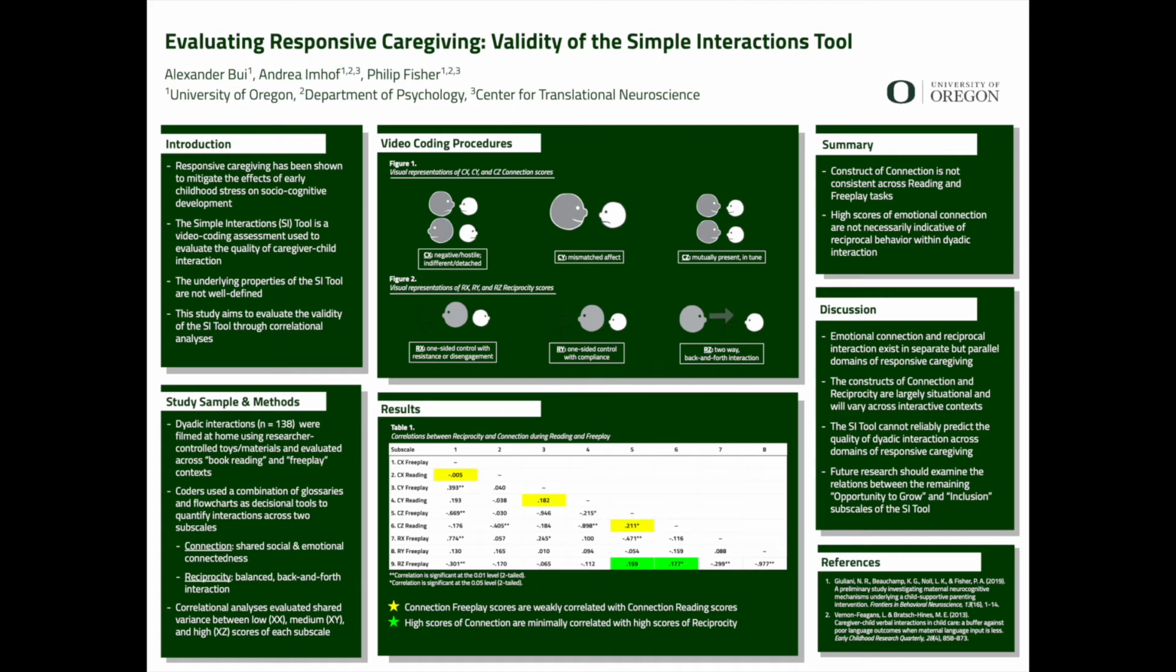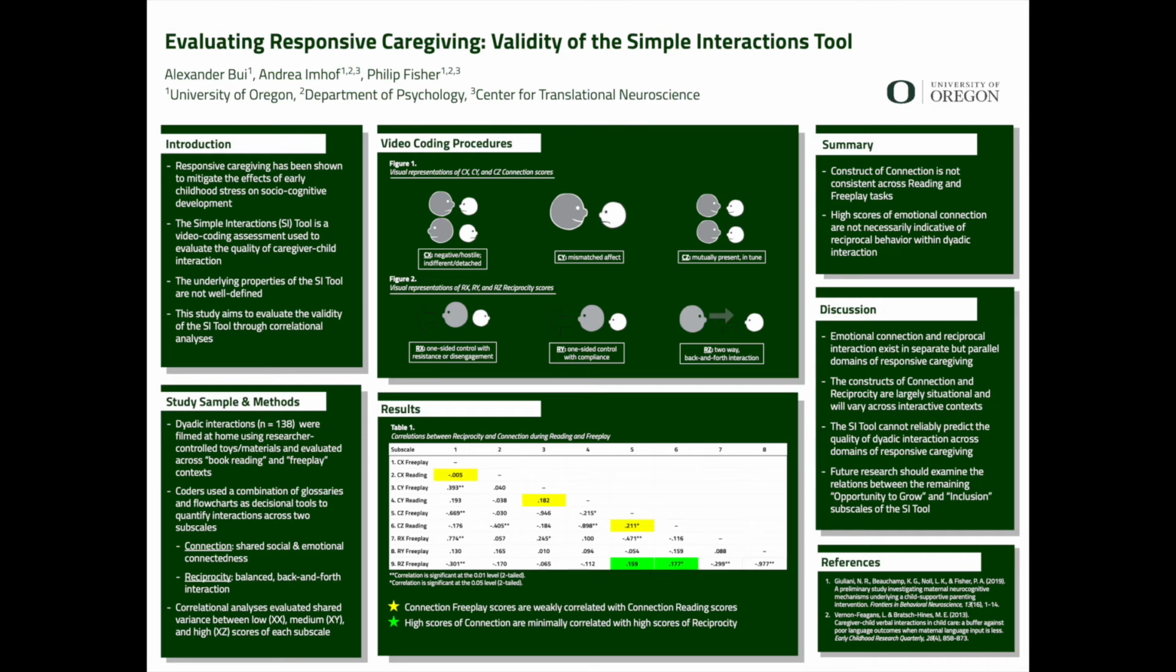In green, we found that both CZ free play and CZ reading are minimally correlated with RZ free play. What this tells us is that there's very little overlap between these two measures, and that levels of emotional connection are not necessarily indicative of levels of reciprocity, despite both being markers of responsive caregiving.